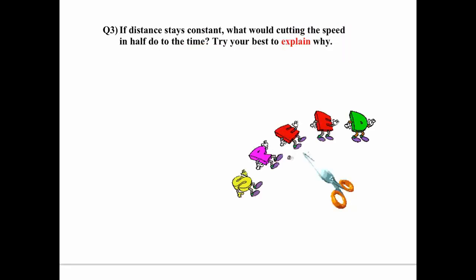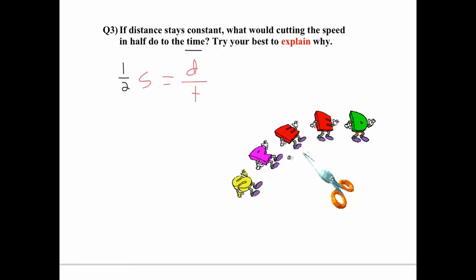And the last question is just a practice question, trying to make you think about the speed equals distance divided by time equation. So, if the distance stays constant, what would cutting the speed in half do to the time? So I would like to think about it two different ways. If you look at the equation itself, speed equals distance divided by time, well, if we cut the speed in half, the left side of the equation is going to be half as big, which means that because of this equal sign in the middle, we need the right side to be half as big too.